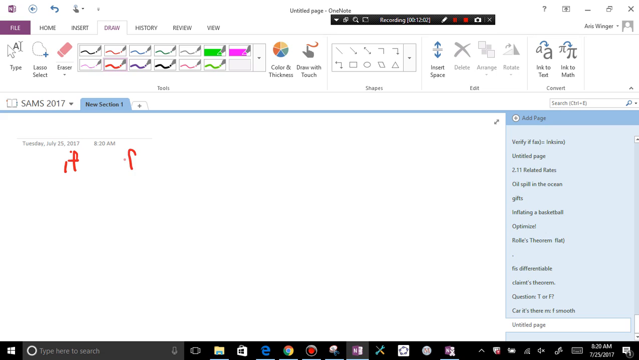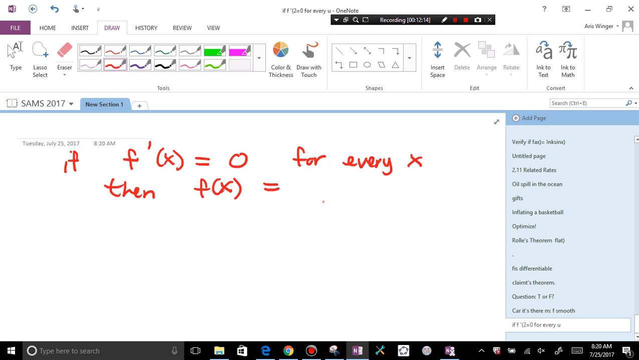If f prime of x is equal to 0 for every x, then what do I know about f? f is constant. For some c in R. What does the symbol again mean? In the real line, there's some real number that f of x is always equal to.